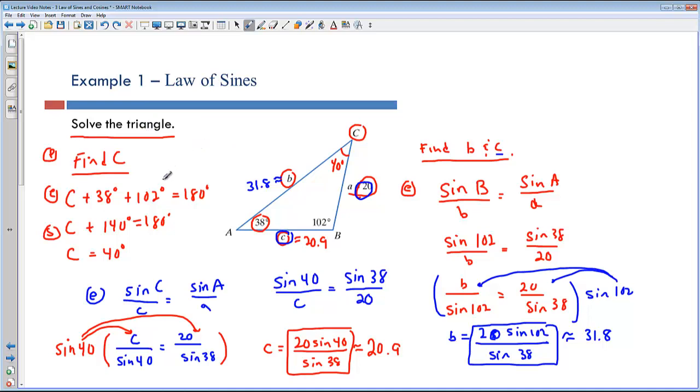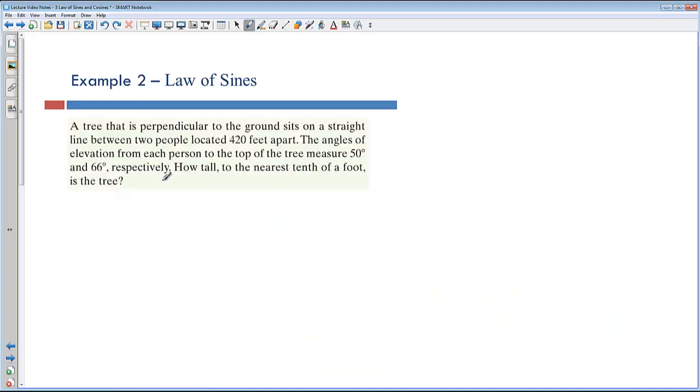Okay, let's move on to the next example. So the next example is a word problem. And so let's see how we can use the law of sines to solve this word problem. In this one, it's a little bit harder because you have to make the picture. In the last one, they kind of gave you the picture, and then you just use the law of sines to solve the problem. So in this one, let's see what we have.